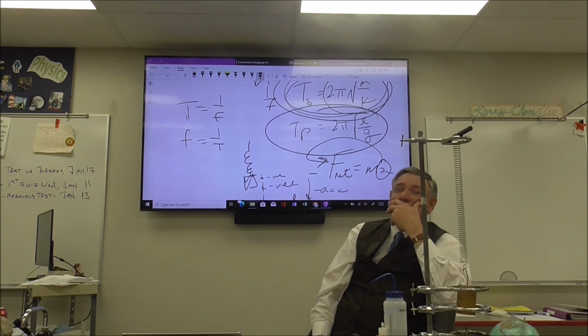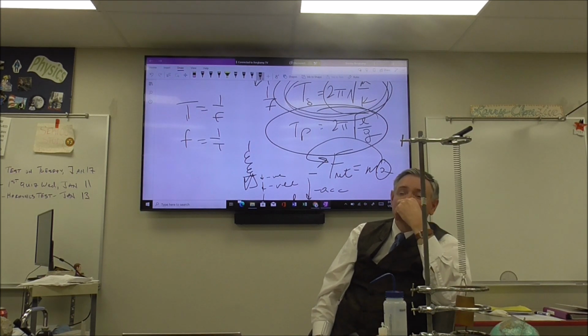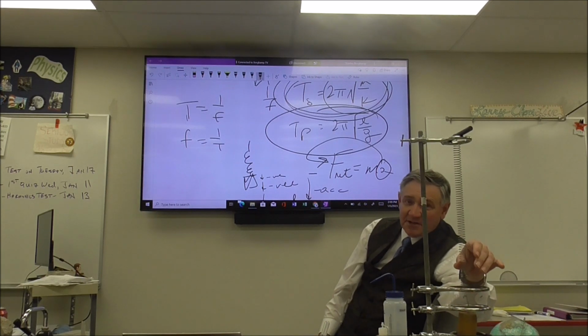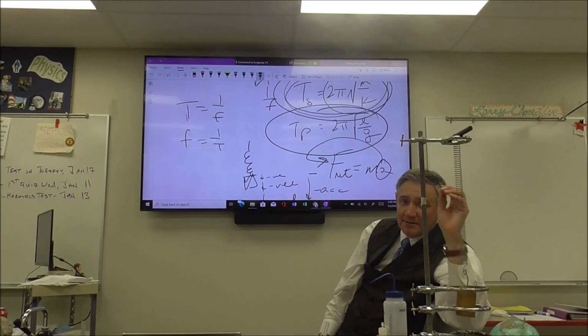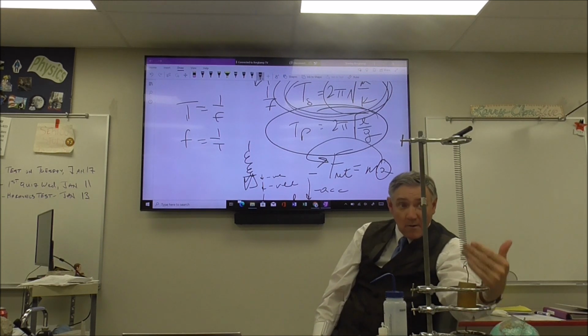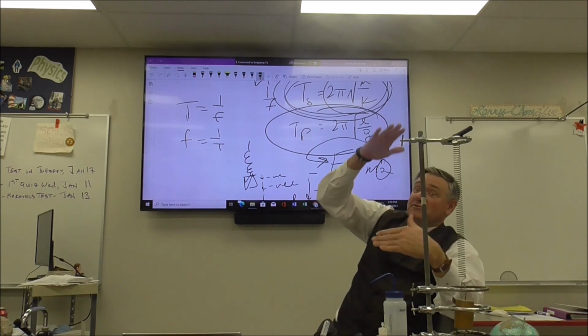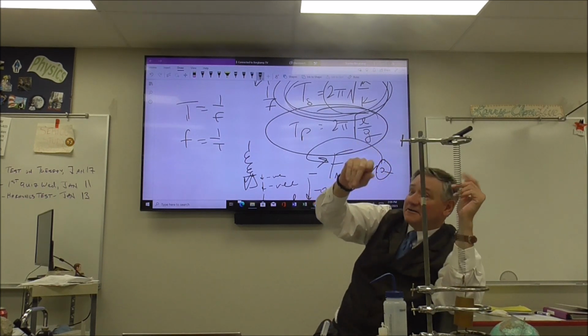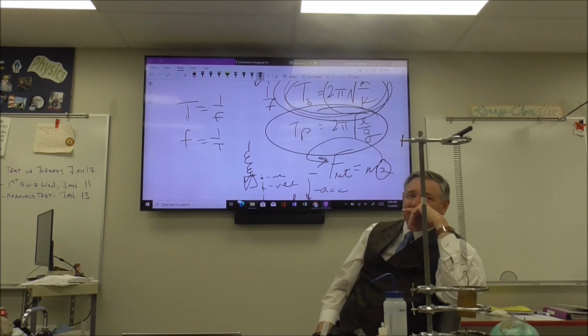Does velocity change? Yes. Velocity changes, because obviously that's going to be going a lot faster than that. It has to be going faster to produce the same period, because you have a greater distance to travel. So acceleration, boom, and the force. Okay.